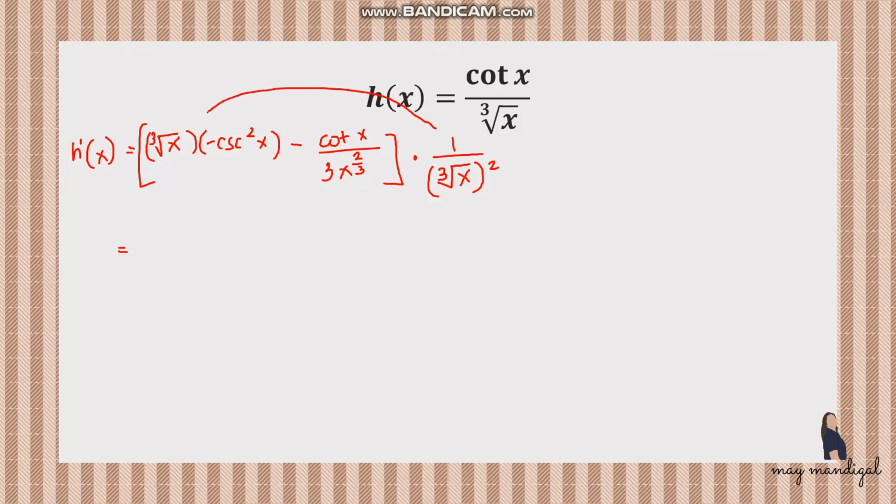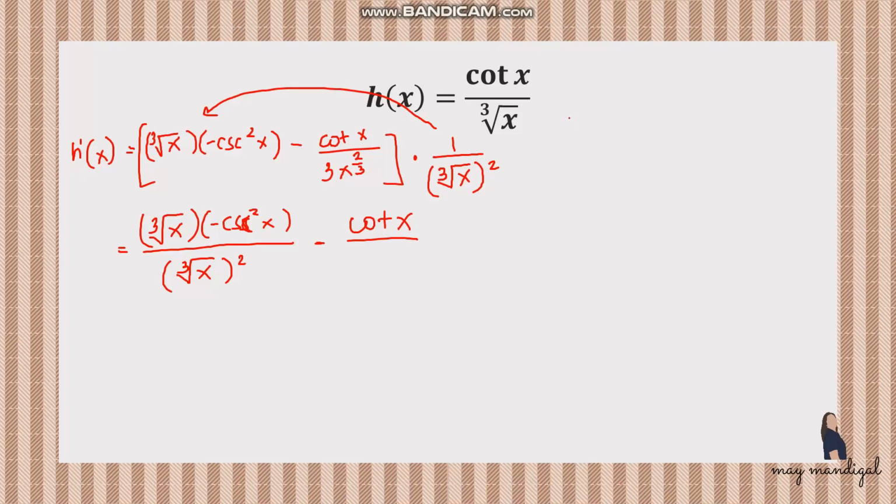So this one will be in the denominator. So we have the cube root of x times negative cosecant squared of x. This is cosecant all over the square of the cube root of x, minus, and then here let's multiply this cotangent of x all over. Now we are multiplying 3x raised to 2/3 and the square of the cube root of x.